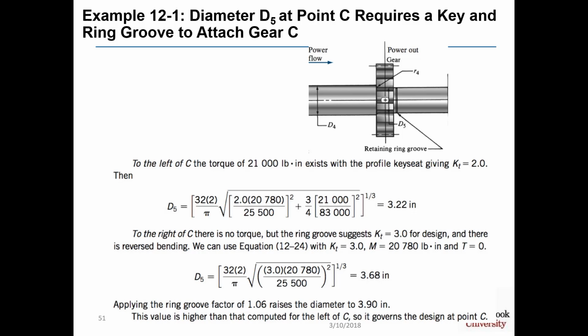And now one more complication. That 3.68 inches was at the base of the ring groove, and we have to use our ring groove factor of 6% to calculate the actual larger diameter where the gear is really fit onto, and that gets 3.9 inches. So whenever you have two calculations for minimum shoulder diameter, you have to go with the larger one, and we will go with 3.9 inches therefore for diameter D5.